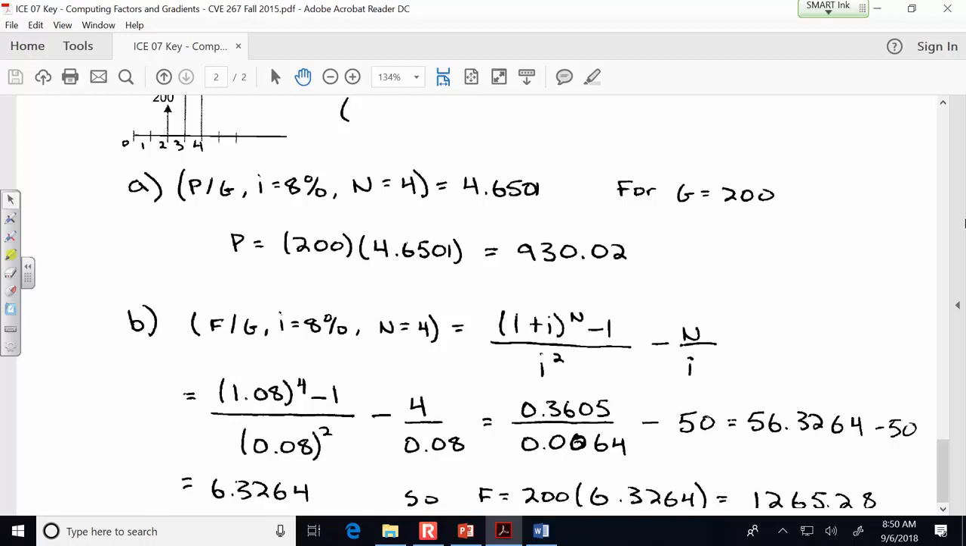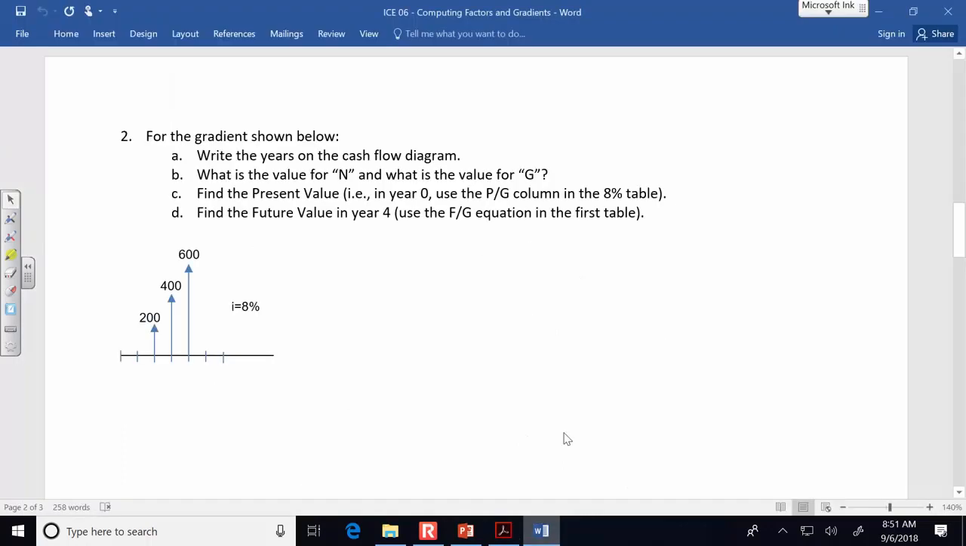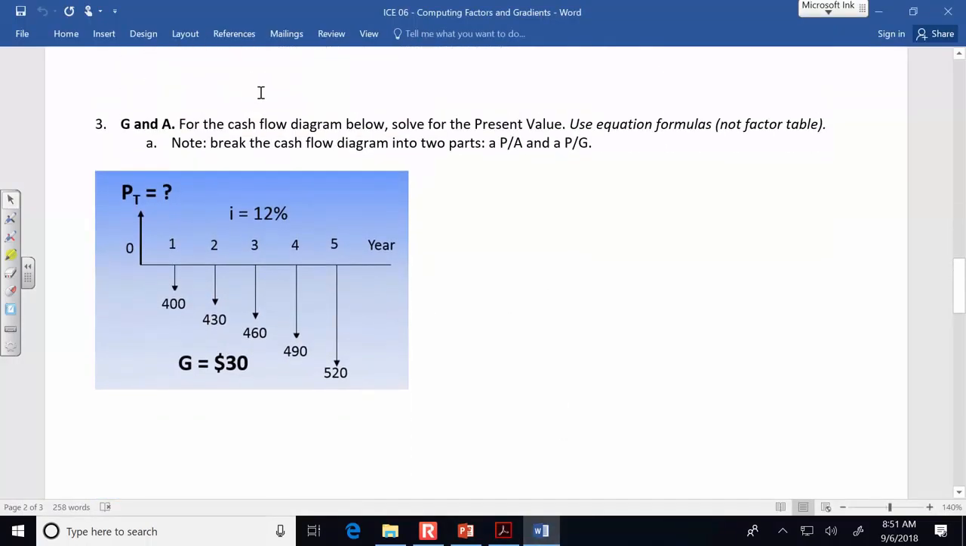So you can split apart the given cash flow diagram into its two components and then find the present value of each of the components, and then that's going to be the present value of the whole. So this cash flow diagram kind of tells you what the strategy is. We've got 12%, and you're going to have to use the equation formulas for this one because I haven't given you the factor table. So using the formulas on the first page and 12% interest, what's the present value of the annual series? Then what's the present value of the gradient? And sum the two.